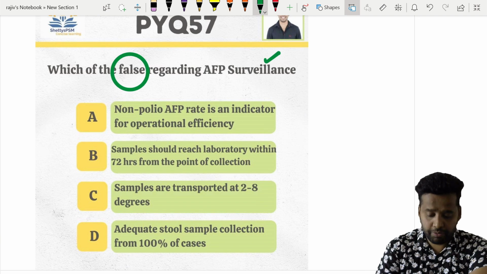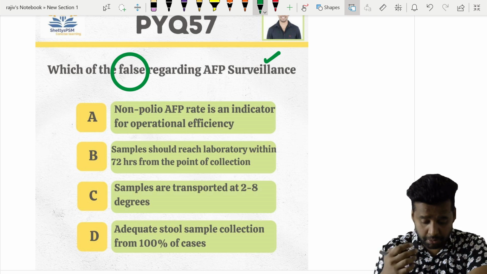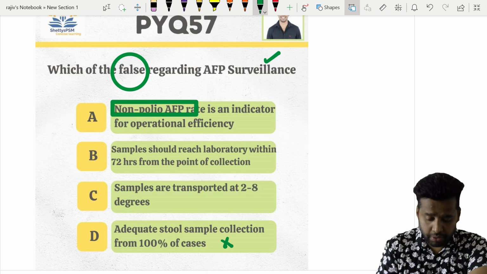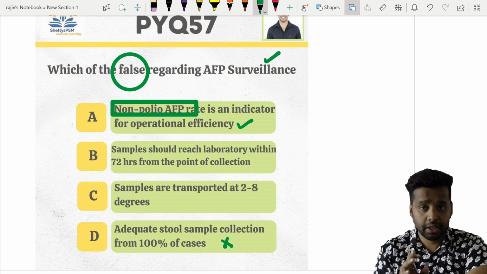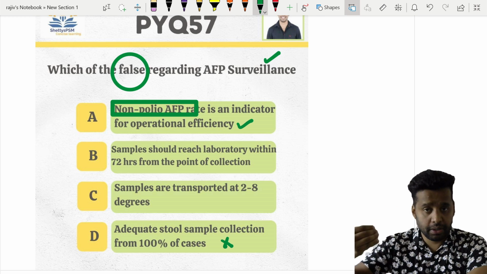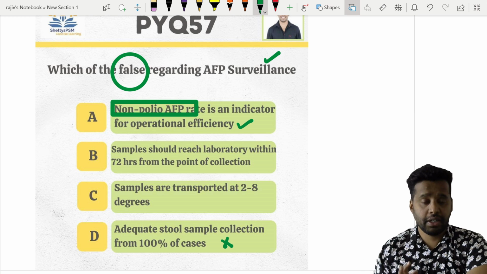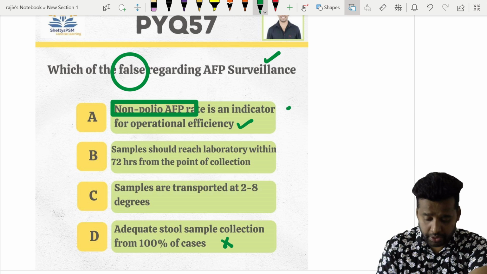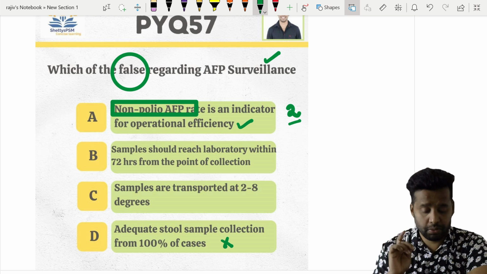False regarding AFP surveillance, polio surveillance, stool sample collection and transportation, which is wrong. Option D is wrong. Non-polio AFP rate is an indicator for operational efficiency. It means how many cases of AFP they are detecting. AFP can be polio, etc., like VAP, Guillain-Barré, transverse myelitis, traumatic neuritis. It can be anything out of this. We have to identify at least 2 cases per 1 lakh population. Now the indicator is 2 per 1 lakh.